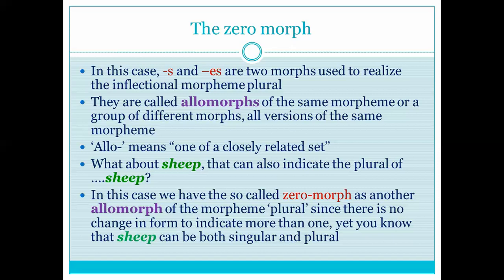Now we've discussed this whole allo before, allophone, right, in our other chapter. And here we have allomorphs. So they're called allomorphs of the same morpheme, a group of different morphs, all versions of the same morpheme. Allo means they're pretty similar, closely related. So in the case that we were looking at before, if I can go back here.